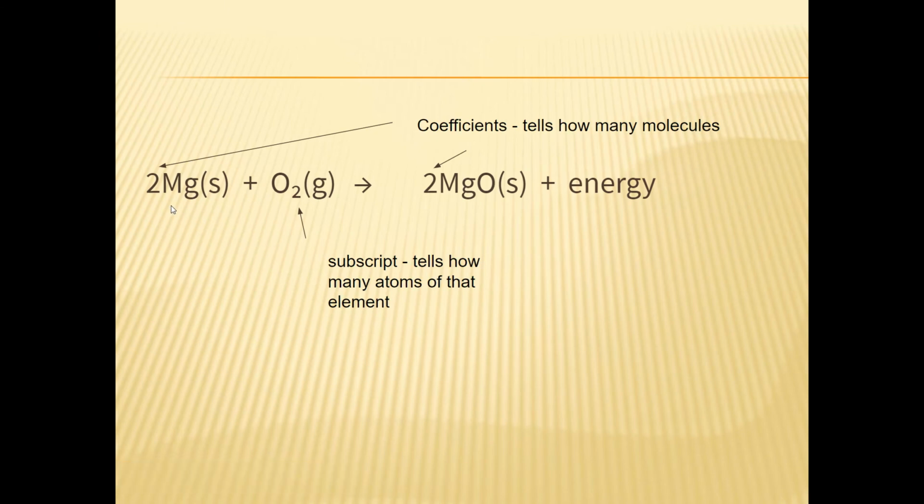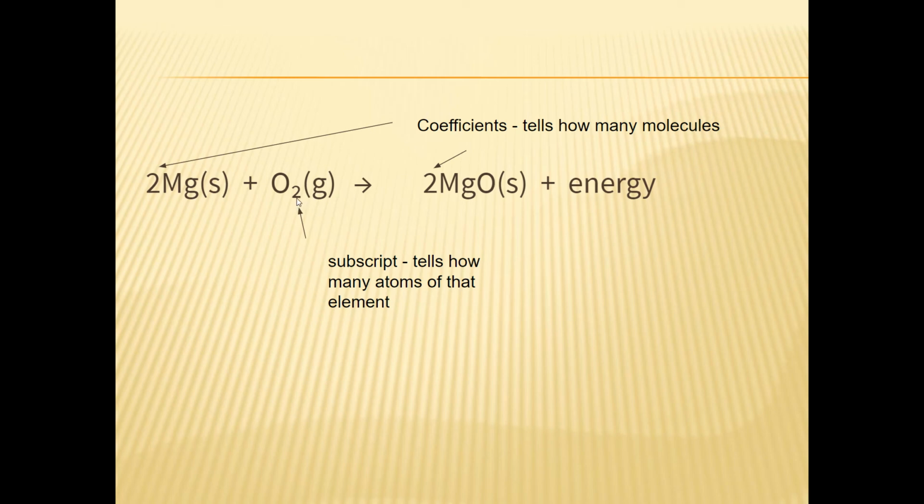Finally, we have these numbers that are in the equation. The big numbers that appear in the front of a chemical formula are called the coefficients, and they tell us how many atoms or molecules are being reacted or produced. And for compounds, I'm just going to use the term molecule to refer to all compounds, even though we've learned in the past that only covalent compounds are really molecules, but this just makes it simpler.